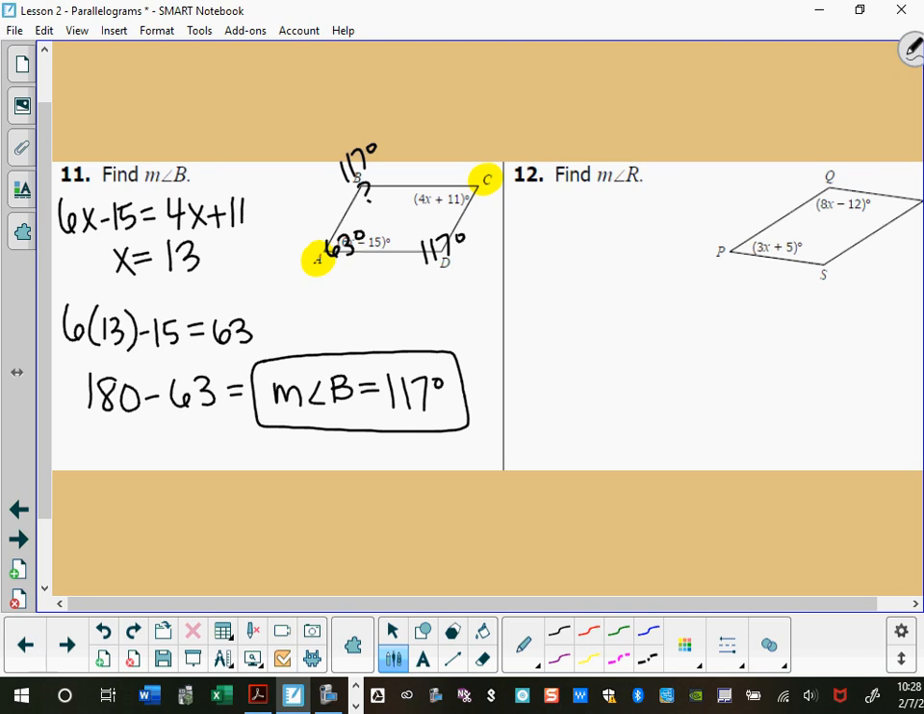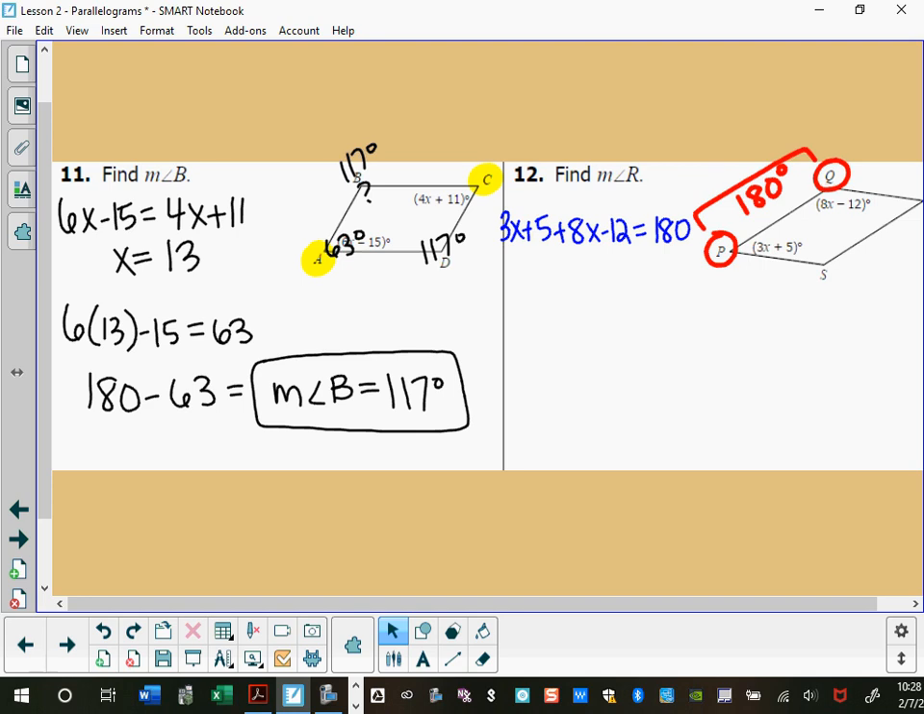All right, number 12, find the measure of angle R. Well, I know that consecutive angles are supplementary. So, I have 3x plus 5 plus 8x minus 12 is equal to 180. I have to find each of those angles. You can type all that into Desmos, or you can do it by hand. Tell me what you get for x.